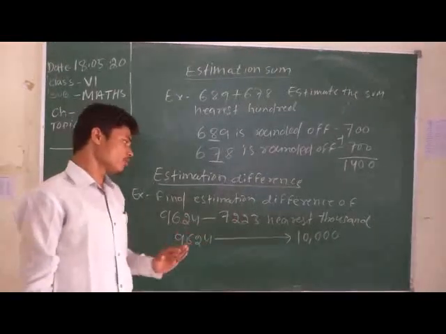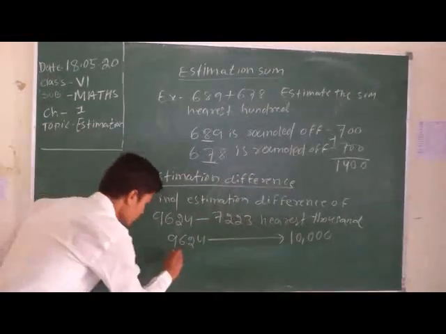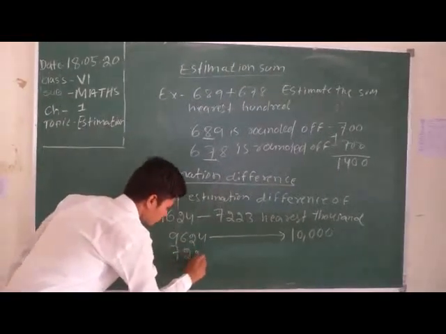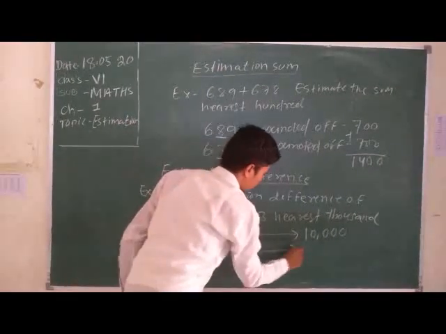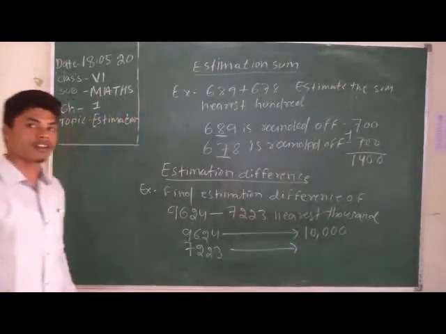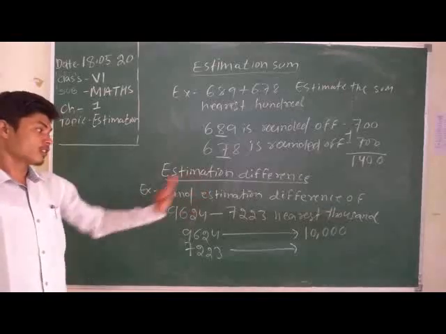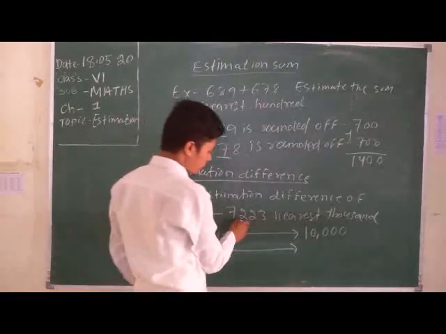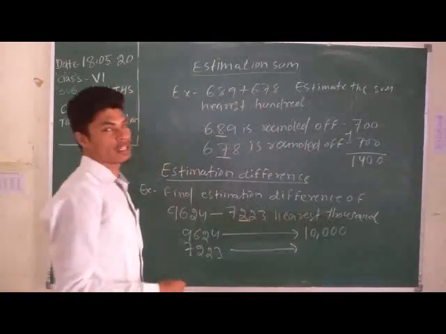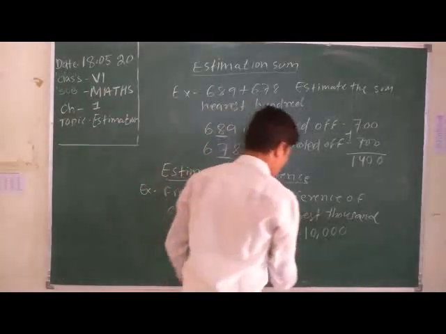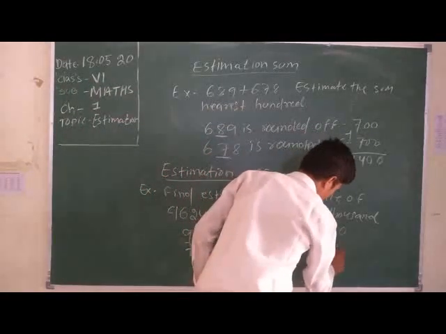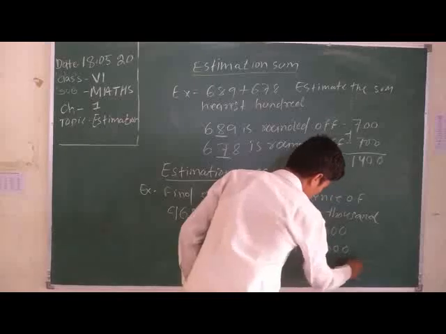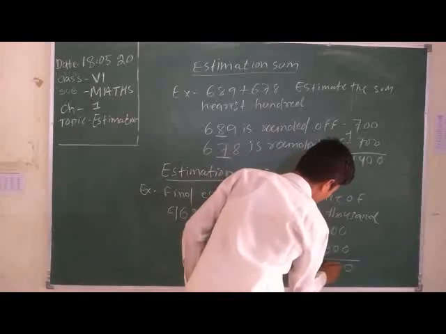Here 7,223: we have 2 in the hundreds place. 7,223 is rounded off to the nearest 1,000, so we compare the hundreds place. The hundreds place is less than 5. That's why it is nearest to 7,000. Now we get the difference: 0, 0, 0, and 10 minus 7 equals 3.